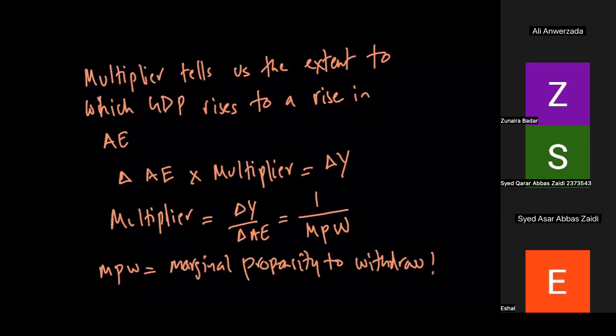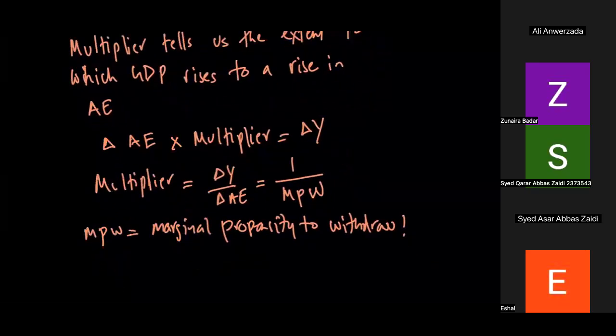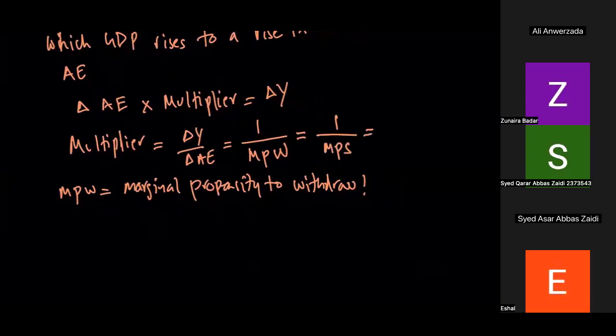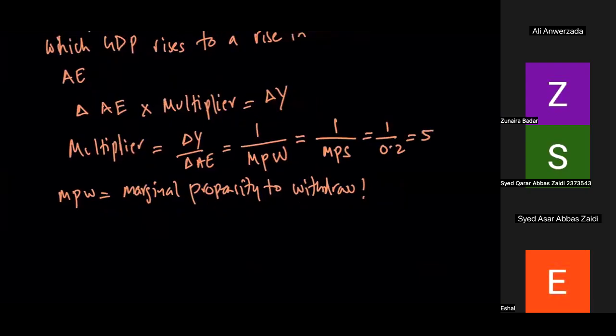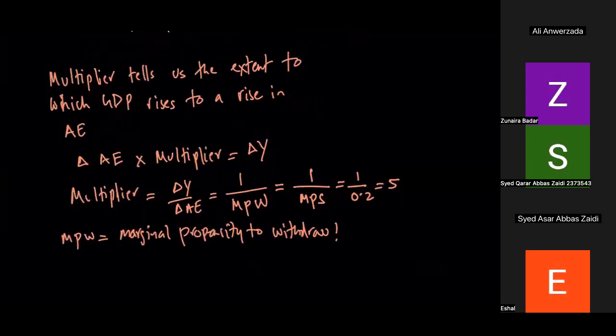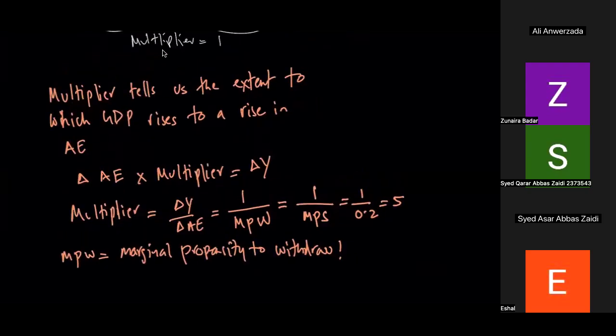Okay, so what's your marginal propensity to withdraw? In your two sector model it is 1 over MPS, which is 1 over 0.2, which is equal to, right now, 5. So can you copy this, the one that I just wrote, this text in orange? Can you just copy this? Because this is important.